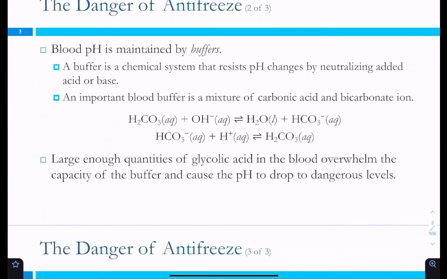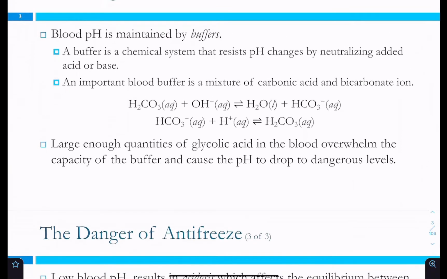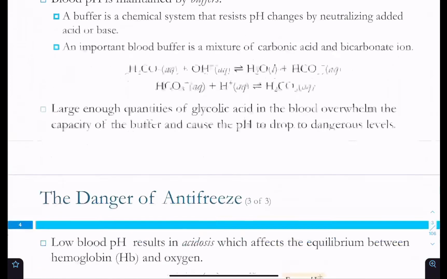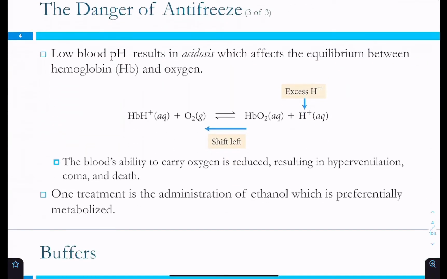And that blood pH is maintained by a buffer, specifically a buffer of bicarbonate and carbonic acid. So large enough quantities of glycolic acid in the blood can overwhelm the buffer capacity of your blood and start your blood pH plummeting, becoming more and more acidic. A similar thing happens, well, the process is known as acidosis. It can happen if you're diabetic. You can get into diabetic ketoacidosis, where your body is starting to produce lots of acidic ketones. That'll also shift your blood pH.